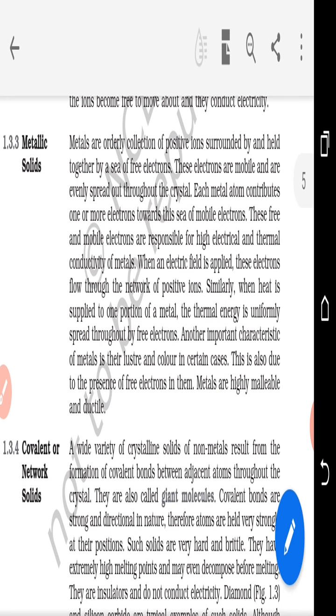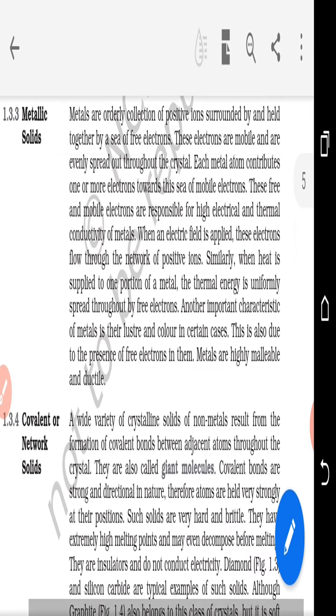Each atom contributes one or more electrons towards the sea of these mobile electrons, and the presence of these free electrons results in the high electrical and thermal conductivity of these metals. Also, they are lustrous in nature and have color in certain cases. They are highly malleable and ductile.